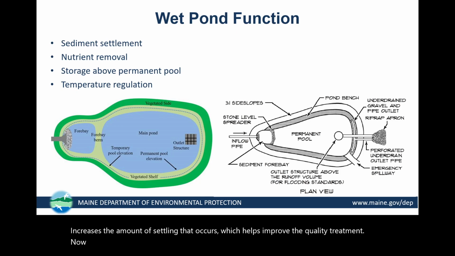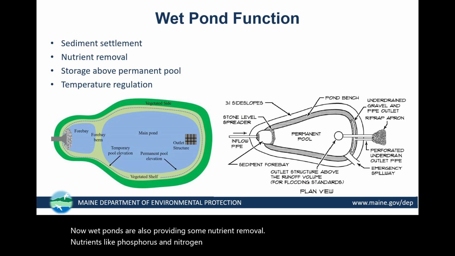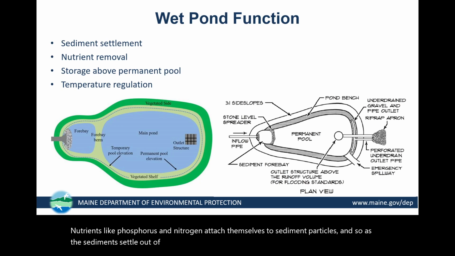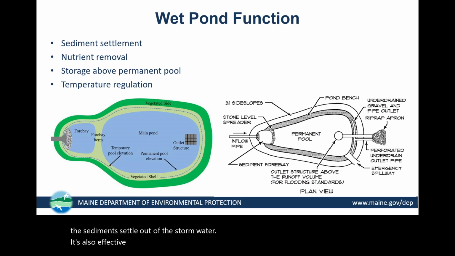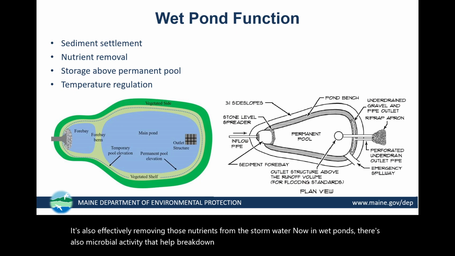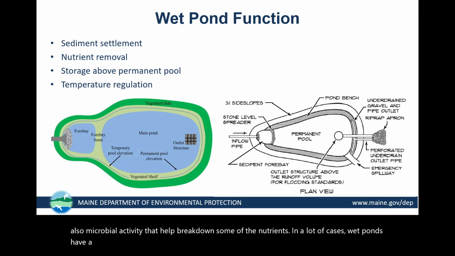Now, wet ponds are also providing some nutrient removal. Nutrients like phosphorus and nitrogen attach themselves to sediment particles. And so as the sediments settle out of the stormwater, it's also effectively removing those nutrients from the stormwater. Now, in wet ponds, there's also microbial activity that helps break down some of the nutrients. In a lot of cases, wet ponds have a vegetated buffer around them, and that vegetation is able to remove some of the nutrients from the stormwater.